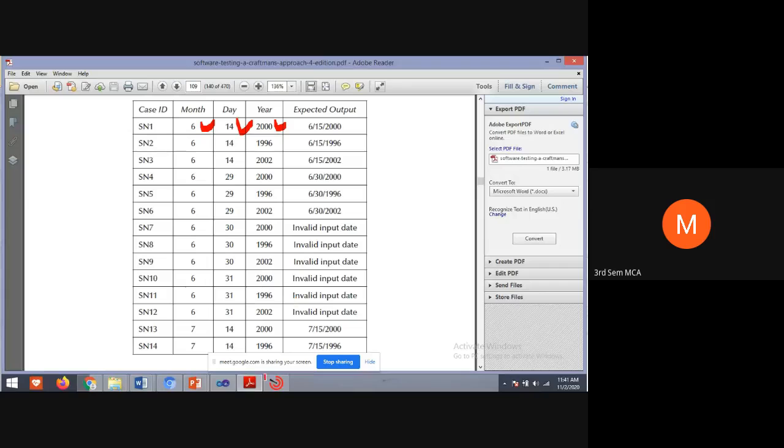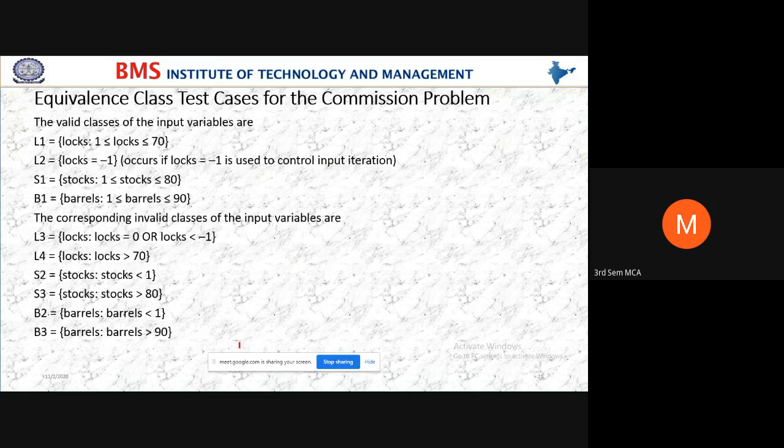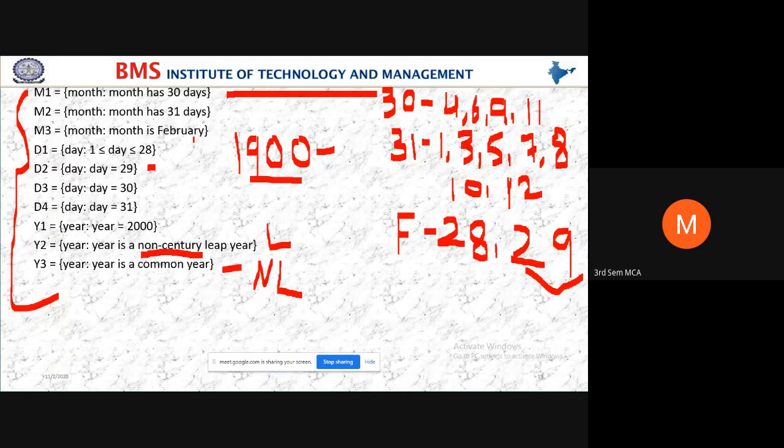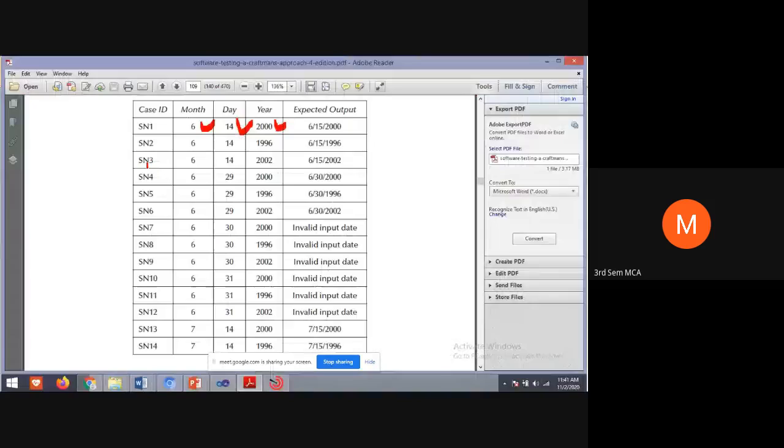Coming to the last case, month value is 7, date is 14, year is 1996. What is the next expected value? Month will be the same, day value will be incremented by 1, so it will be July 15. Yes, students, these are all the conditions. Based on these conditions, some of the equivalence class testing is done.